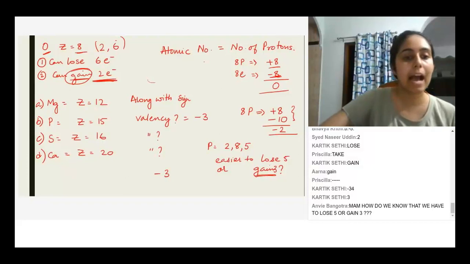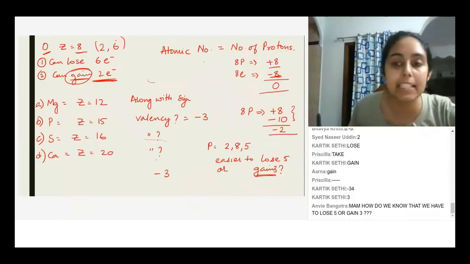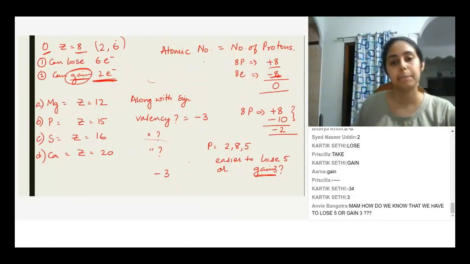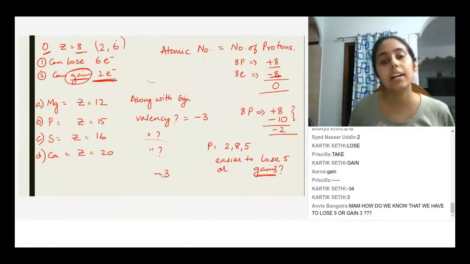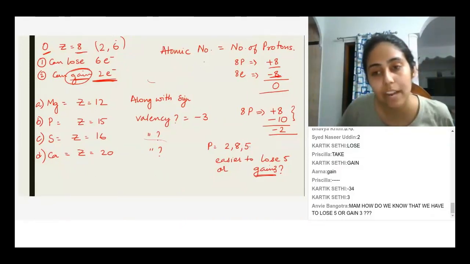Okay. Anvi, I'll answer your question. Let me first answer Bhavya's question. Bhavya, all right. So why is it -3? What's your question? Why is it -3, and why not -5? Ma'am, can you explain that? Yes. So remember that. Yeah. So why not -5?